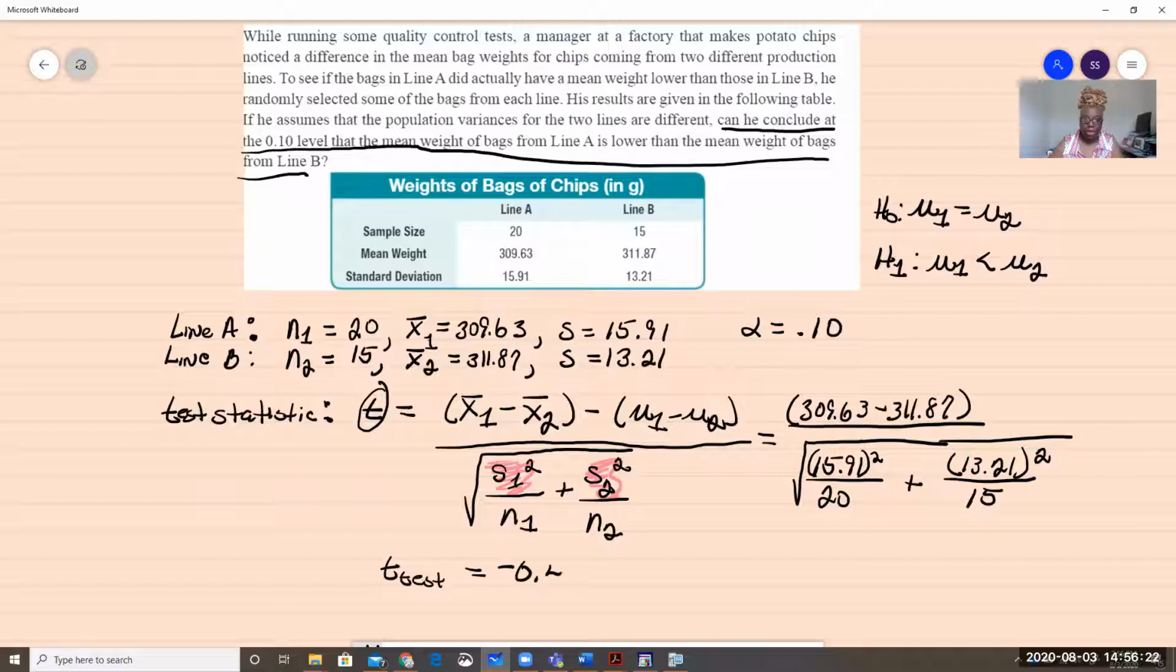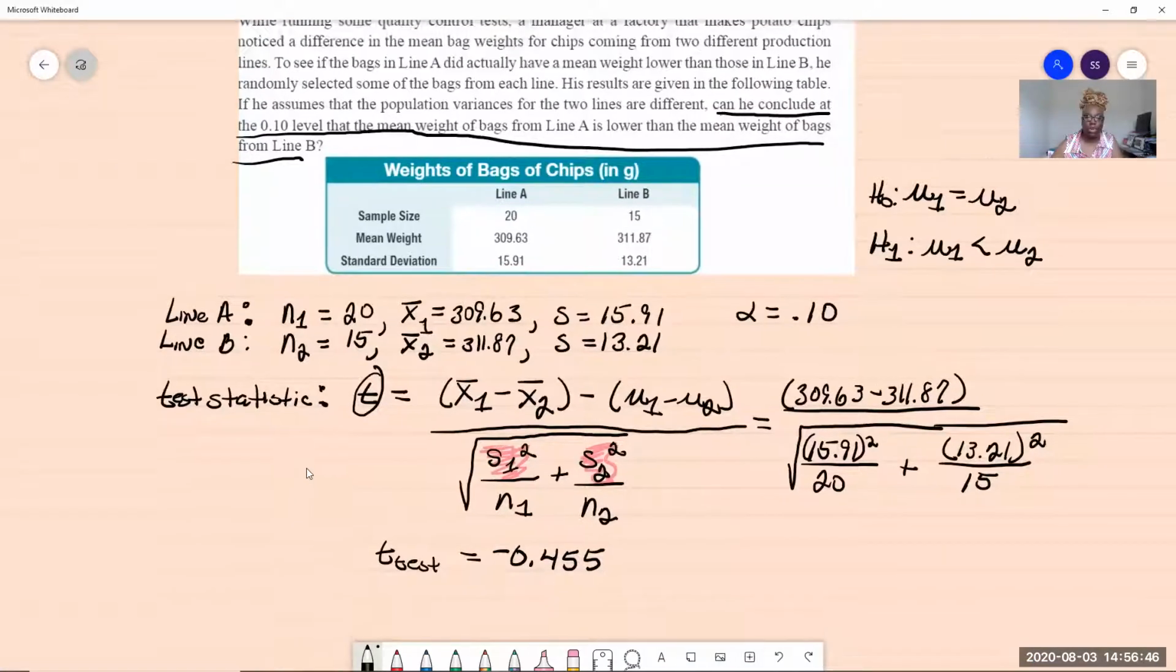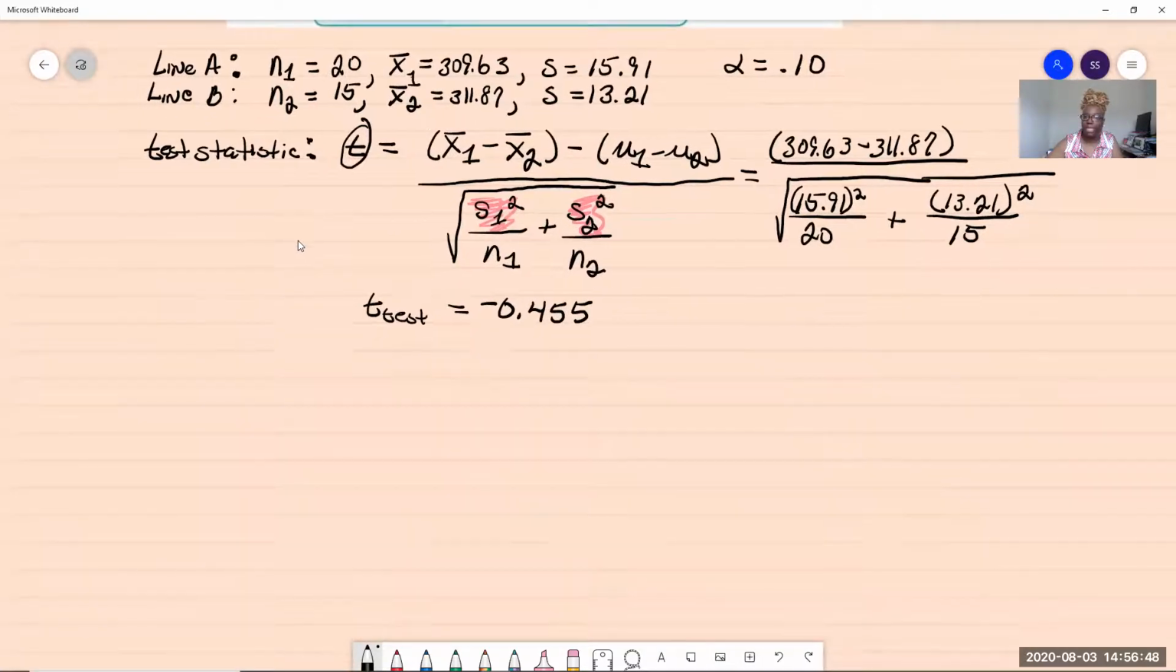Right? So that's our t negative 0.455. And as usual, you see I wrote down t test statistic, because there's a difference obviously between your test statistic and your critical value. Okay, so again, we're going to do as we did before. We're going to do both methods depending on your instructor. This one actually I have three methods.